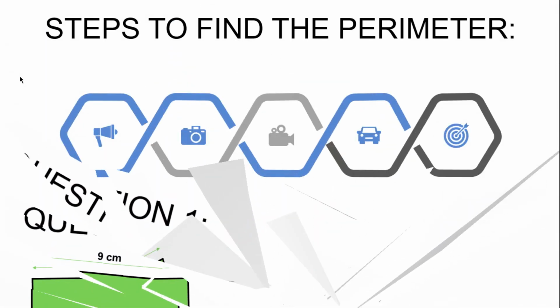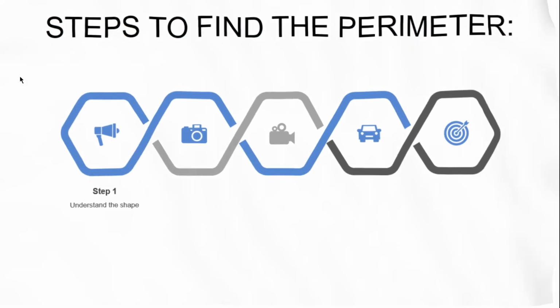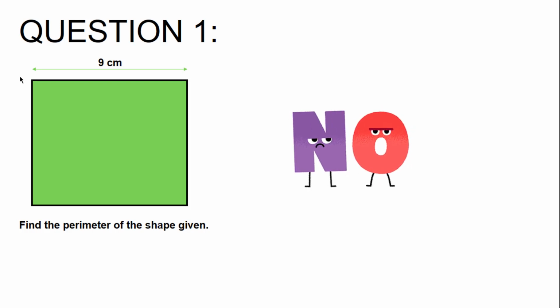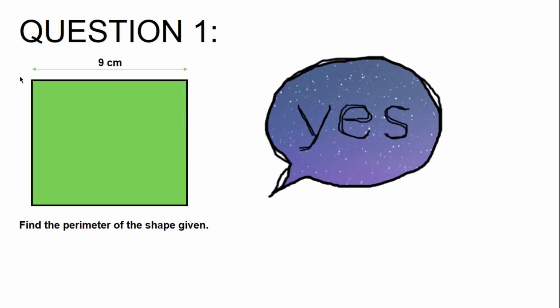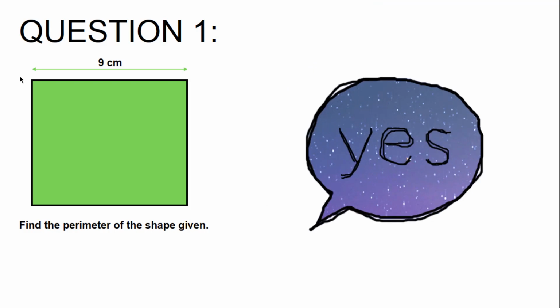So the first step, what you need to do is understand what shape it is. So from here, I can clearly see that this is nothing but a square. Right? Do you think it is a rectangle? No. Do you think this is a triangle? No again. But if I say that do you think this is a square, I am very certain that your answer will be yes. If you said yes, a great job done.